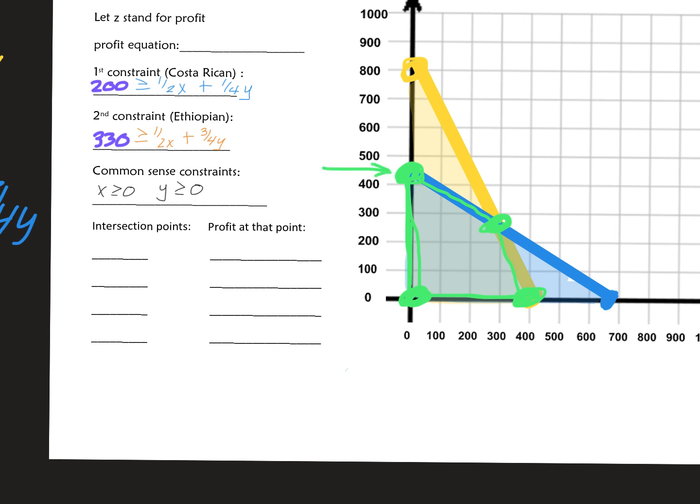So the first spot on the graph is 0 and 440. So that's the first corner of that spot. We've got our corner right here at 0, 0. We've got our intercept over here at 400 and 0. And then our last one is this intersection point.